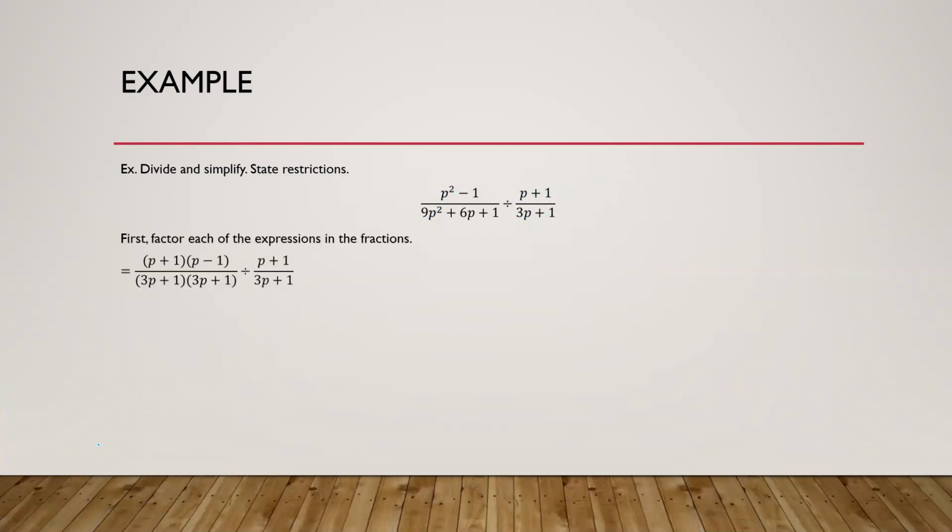So first we have to factor each of the expressions. So we factor p squared minus 1. We write that as p plus 1 times p minus 1. And then we rewrite 9p squared plus 6p plus 1 as 3p plus 1 times 3p plus 1.